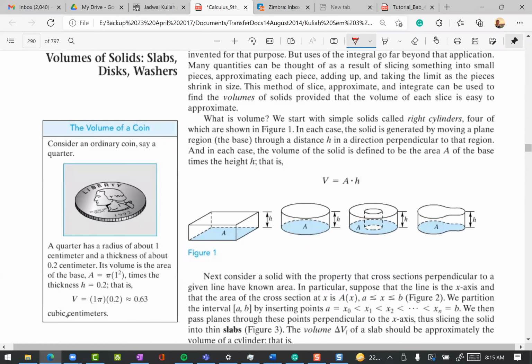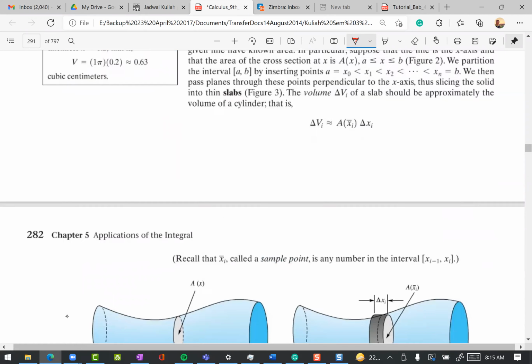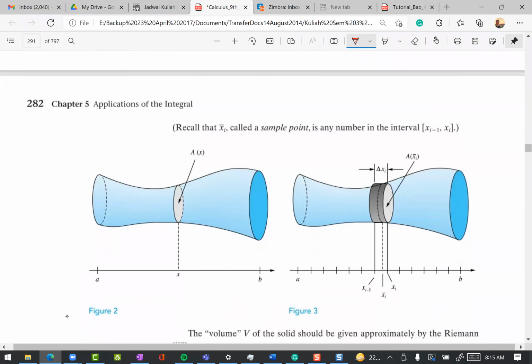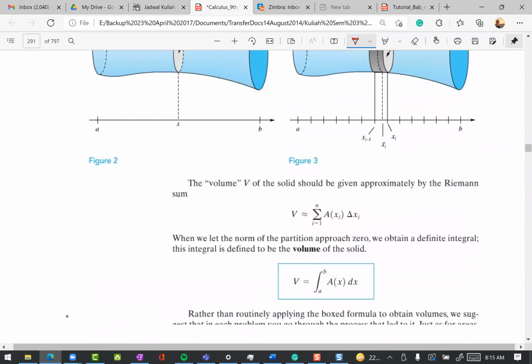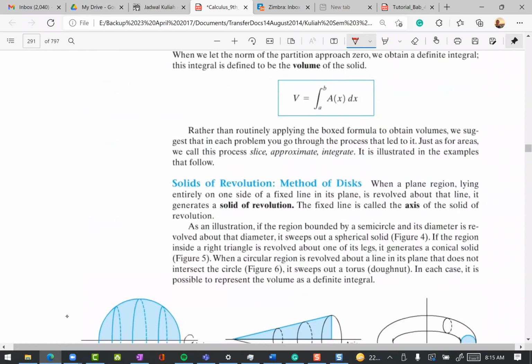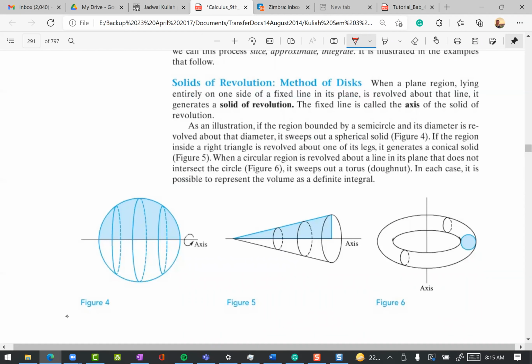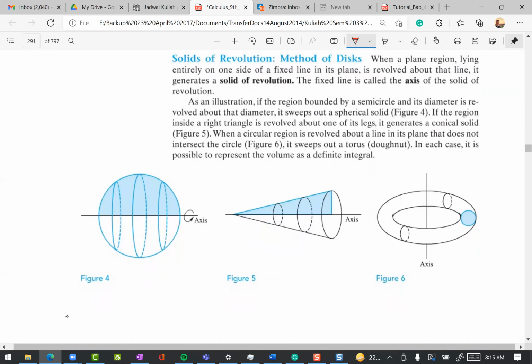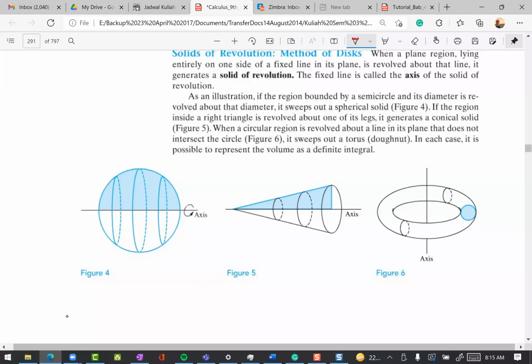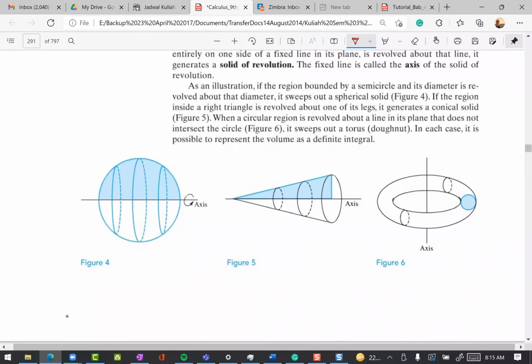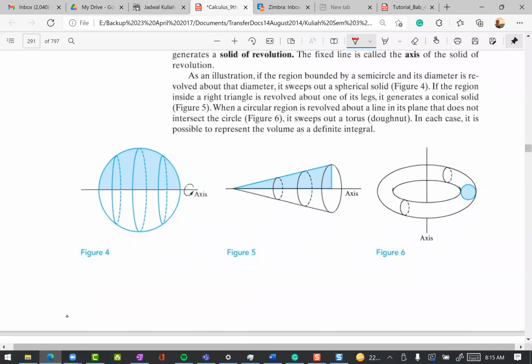So, volume of solids. This volume of solids, we stick first with this one here: solids of revolutions. All right. So what are solids of revolutions? For example, this one is easy.